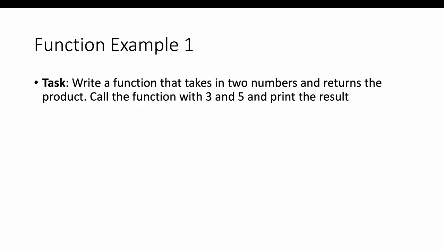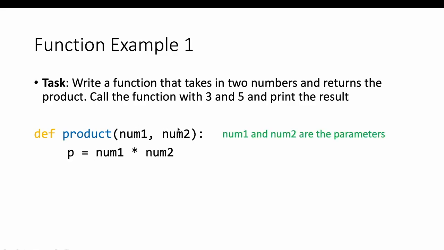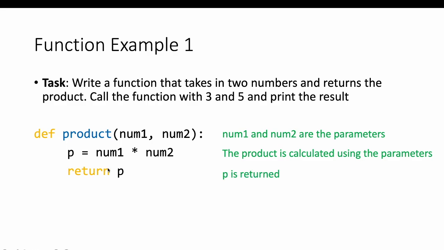We want to write a function that takes in two parameters and returns the product. Then call the function with 3 and 5 and print the result. We've got our product function, with parameters num1 and num2. We are calculating our product. Now I'm going to return our product, return p, and that means that whatever was calculated here can be used outside the subprogram.